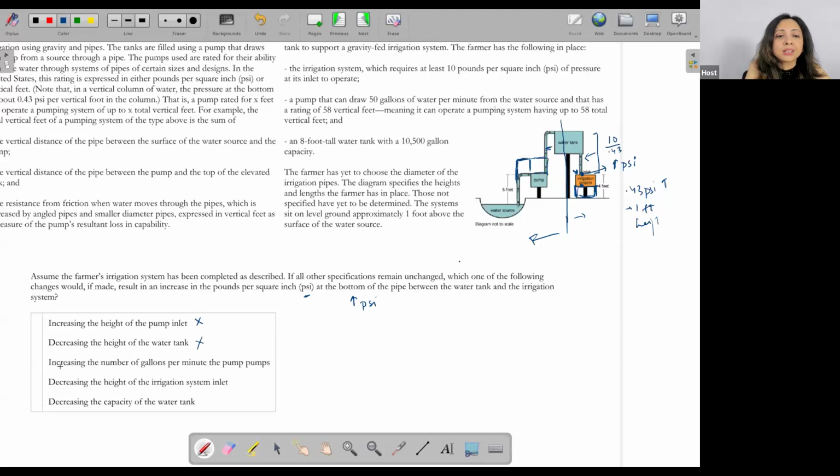Now, increasing the number of gallons per minute the pump pumps. Now, gallons per minute, as we said, that calculation is not available anyway. I don't know what defines that particular calculation. Anyway, what is happening at the point where the pump is pumping the water up and storing it in the water tank is not going to impact what happens over here, because here water is only going down. The pump is playing no part over here. So again, this is also irrelevant. Now, decreasing the height of the irrigation system inlet. This makes sense.